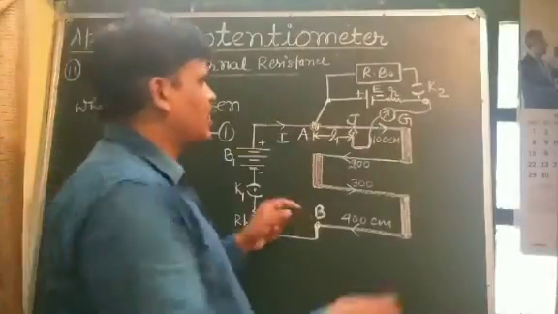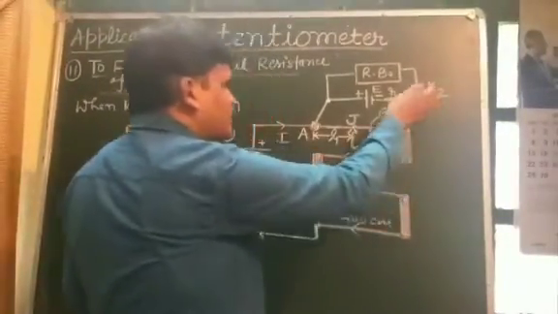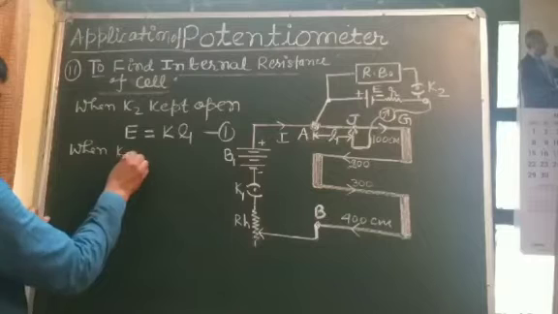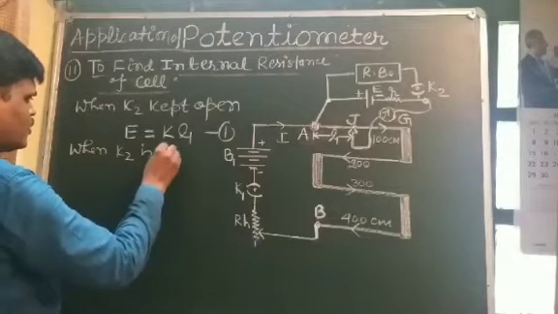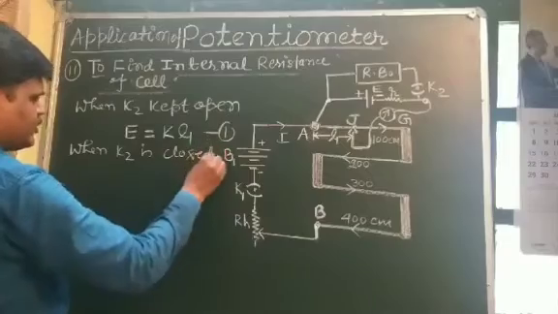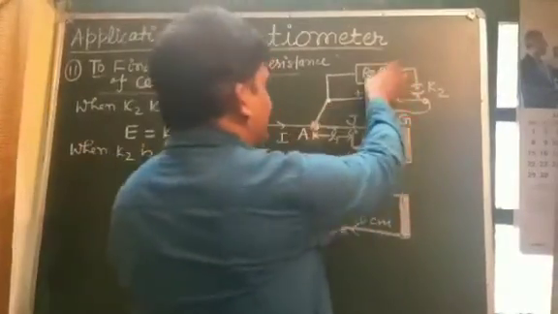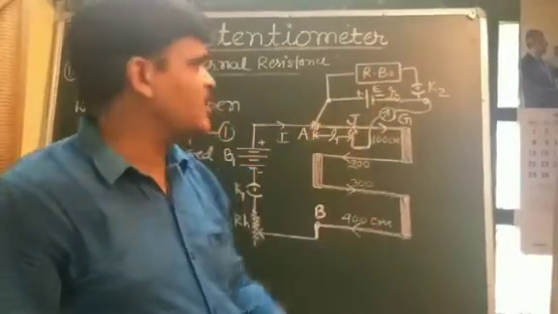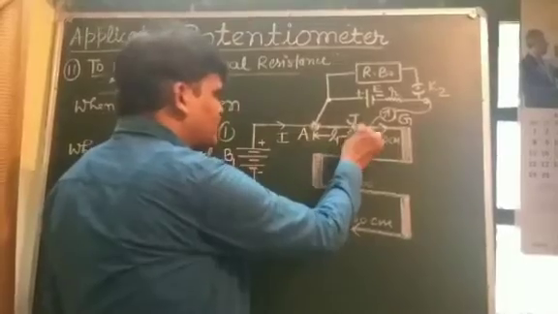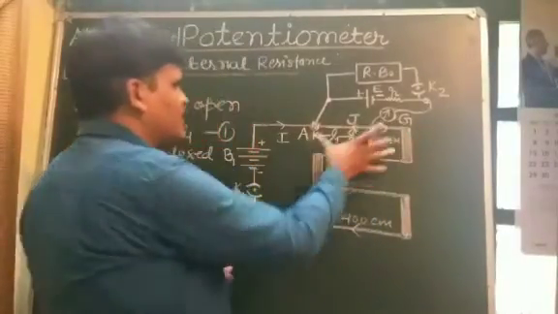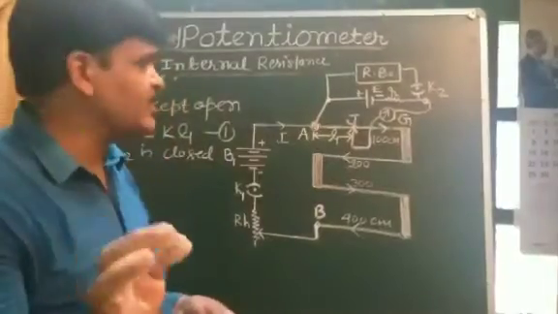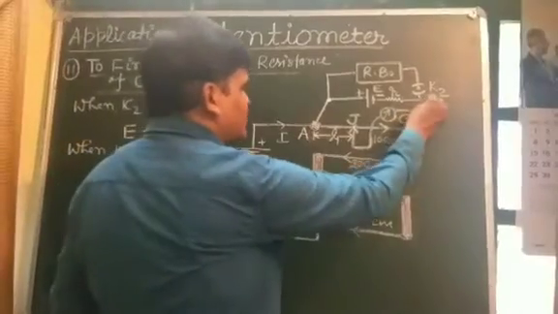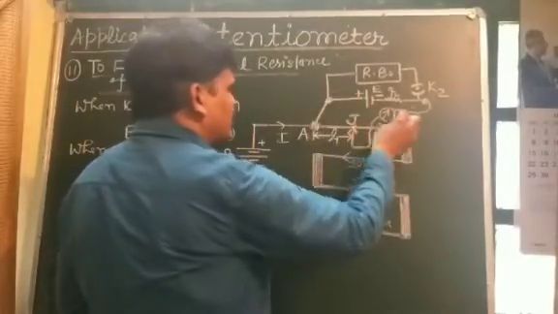Now in the second case, K2 is kept closed. Key K2 is closed, and we take out some resistance from the resistance box. Again we touch the jockey on the potentiometer wire, and suppose that from end A at distance L2 there is no deflection in the galvanometer. It means the potential at this point and the potential at this point are the same.